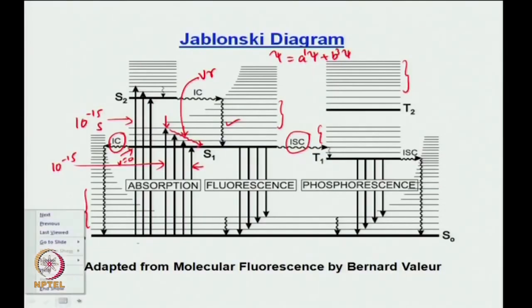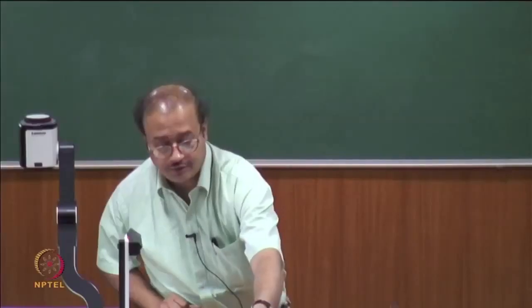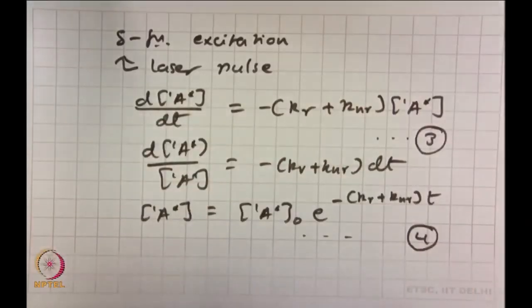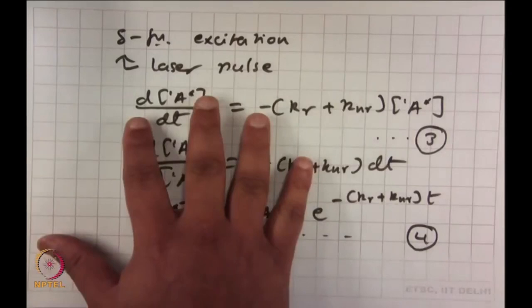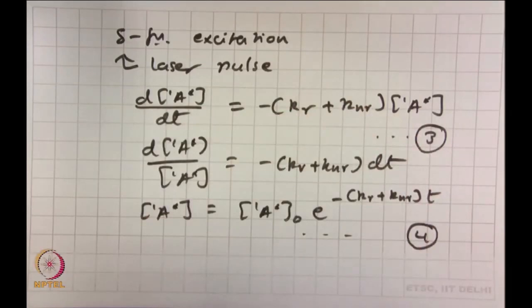Now then, we moved forward and started talking about the lifetime, and we even derived some expression. Last class we started from something like this. I said it was a delta function excitation. Delta function means a very fast excitation, that's essentially what you mean by that, right? It comes from a laser pulse, and this is how decay is occurring, with kr plus knr. These are the two broadly defined general rate constants.